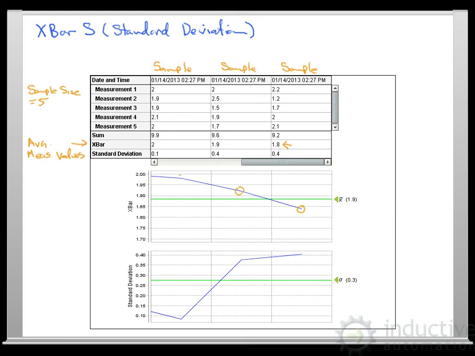1.92. We're summing all those up. If we scroll back and get all the XBarR values and we sum them up and then we divide that by the number of samples, we are getting our XBarR, the average of our XBarR values.